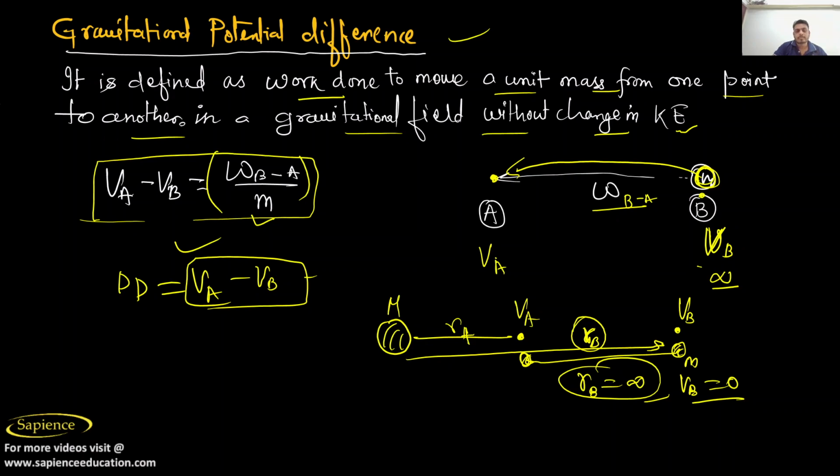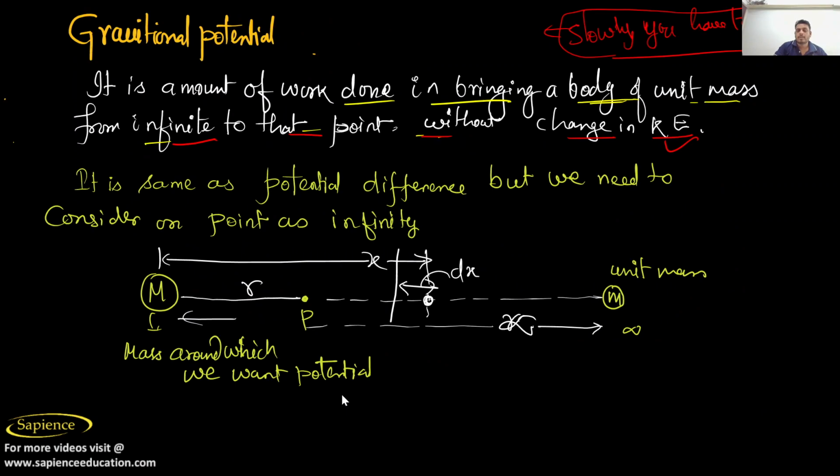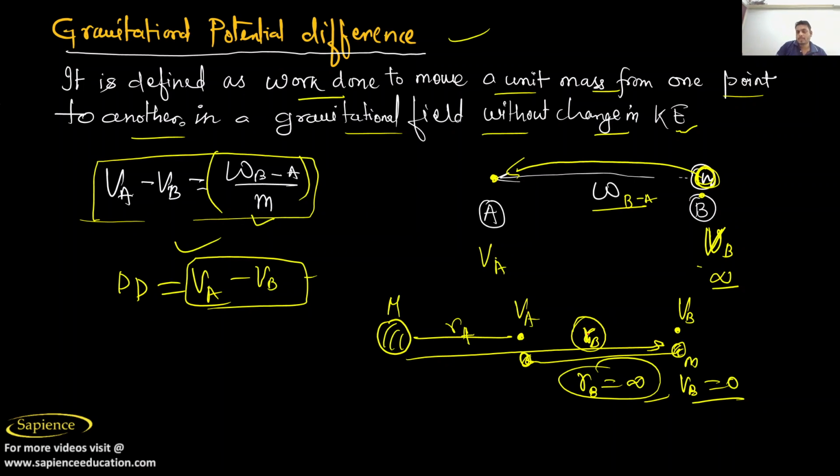First of all, I will draw this. See here, there is a capital mass M and there is a small mass m. Is it visible? I hope it is visible now. This is your capital mass and this is your small mass.